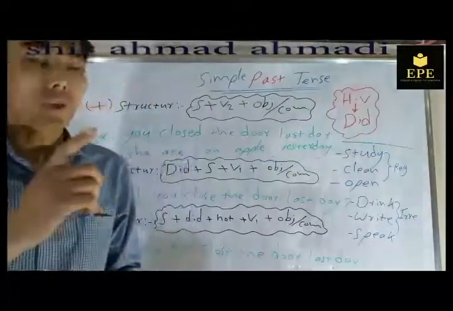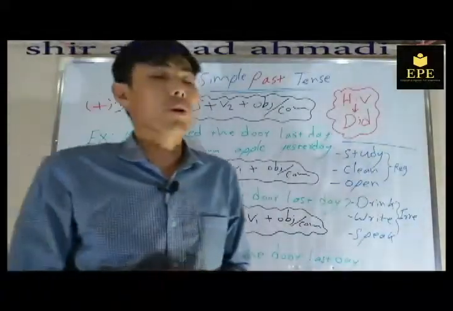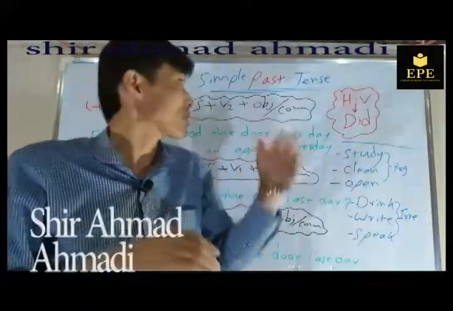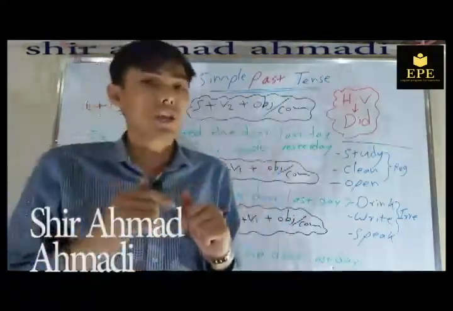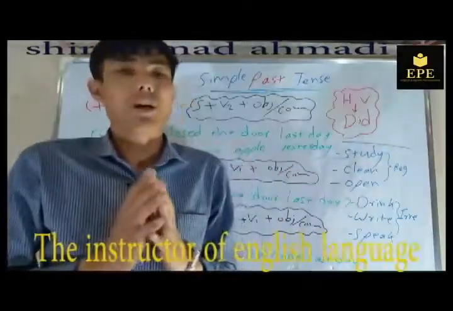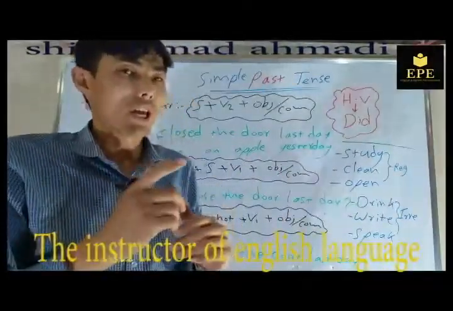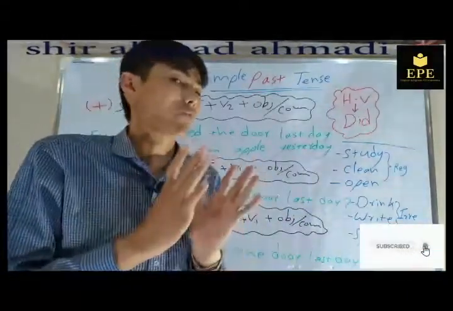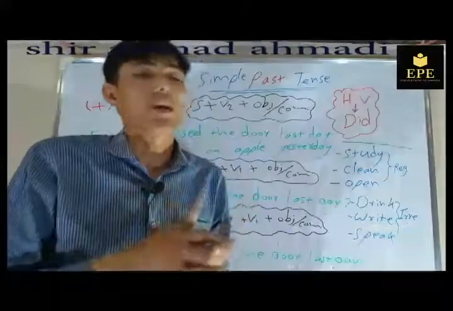So your homework is to make 10 positive sentences in simple past, then change these sentences to the question form and negative form. Don't forget that whenever you use did, just bring the first form of the verb, not the second form or other forms.